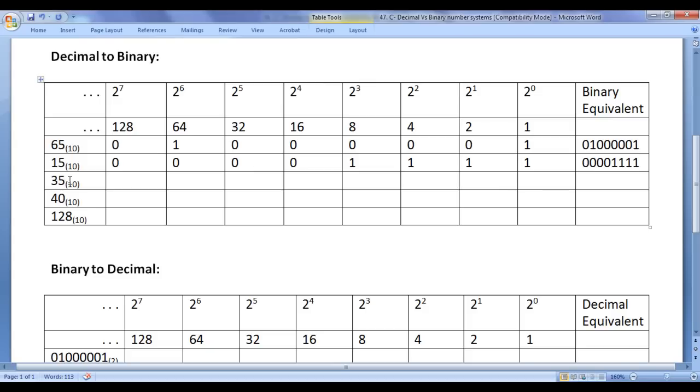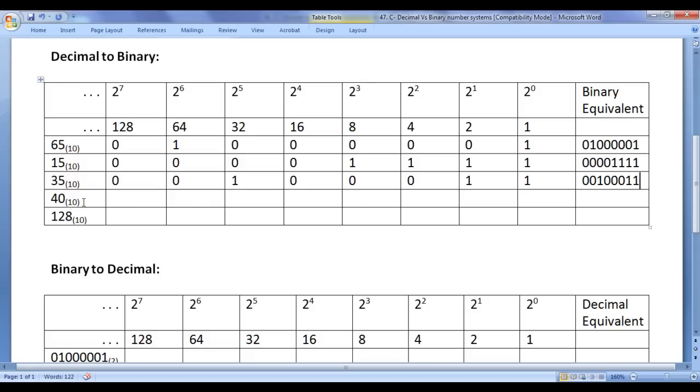Let's convert 35 to binary equivalent number. On adding 32, 2 and 1, we get 35. 32 plus 2, 34, 34 plus 1, 35. So underneath 32, I write 1. Underneath 2, I write 1. Underneath 1, I write 1. Remaining places, I put 0, 0, 0, 0, 0. So 0, 0, 1, 0, 0, 0, 1, 1 indicates 35 in binary number system.